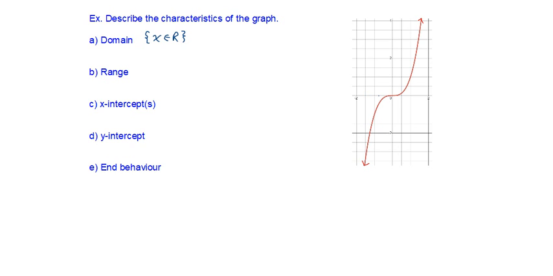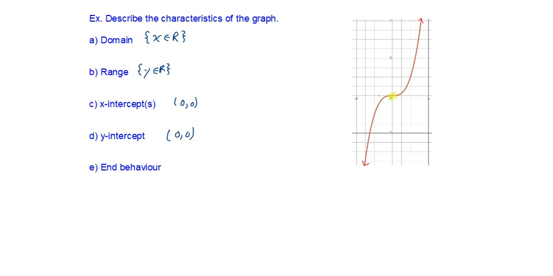And the y values do the same sort of thing. They go on forever in the positive direction, forever in the negative direction. So we just say that y is an element of the reals. X-intercepts, where the graph crosses the x-axis, that looks like it's going to be right around here. So we'll get both an x and a y-intercept. The x-intercept is just at 0, 0. And the y-intercept is in the same location, right at the origin.